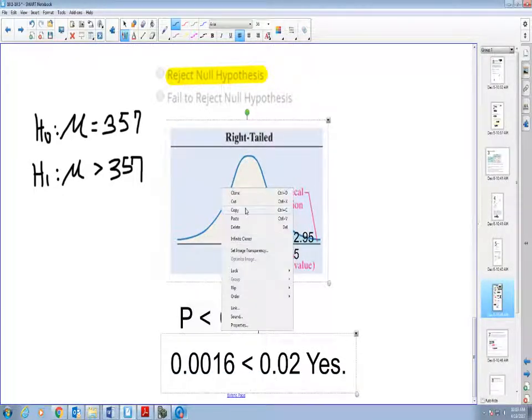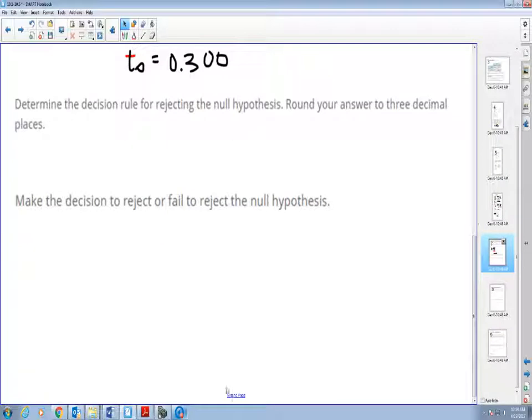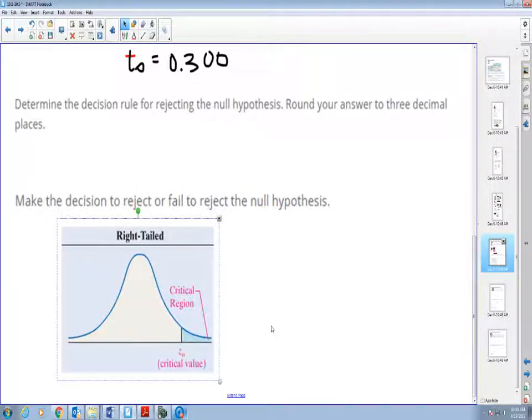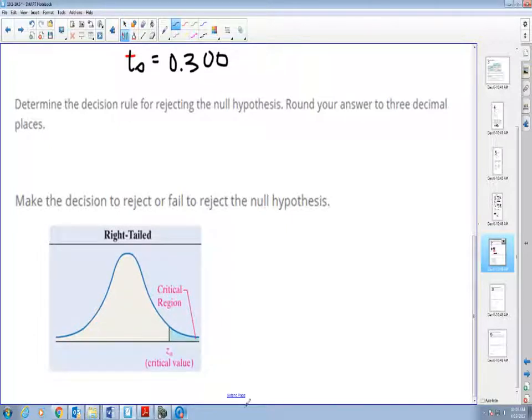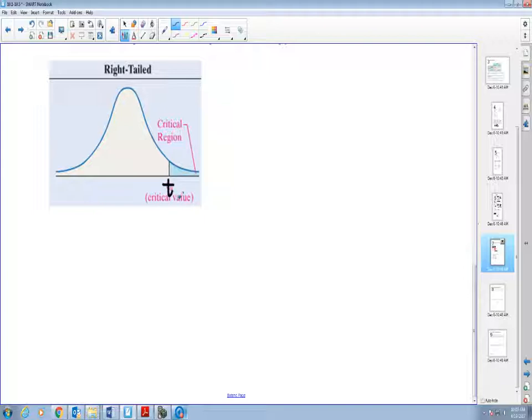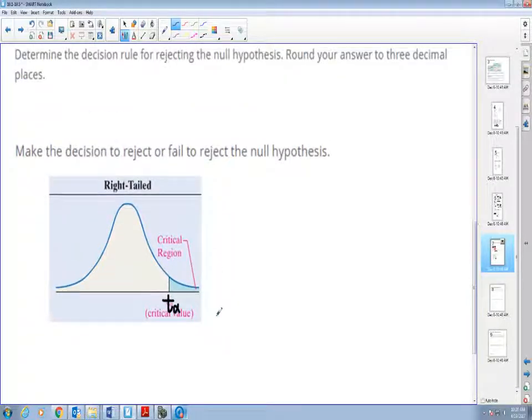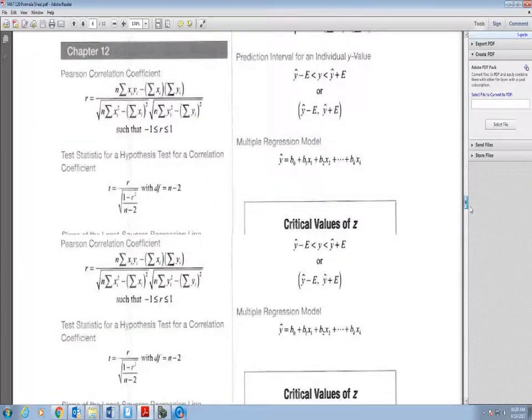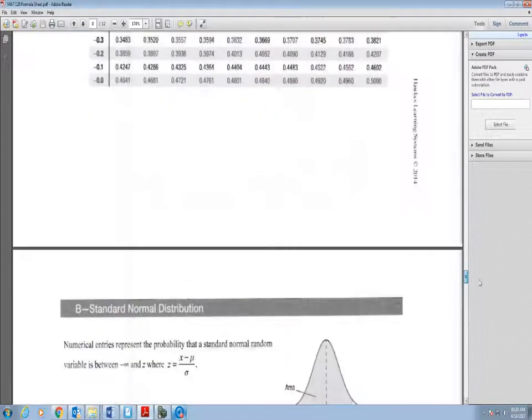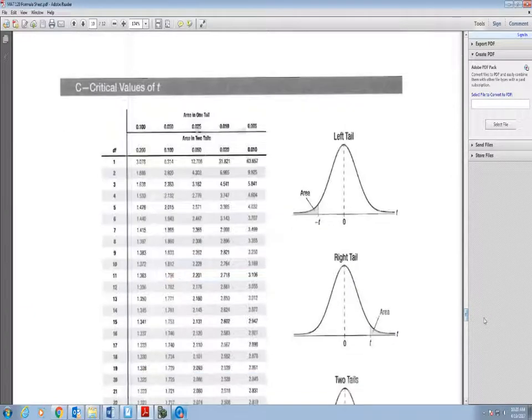The difference between this problem versus the other ones we've done so far is that rather than having a critical value z sub alpha, I should have a critical value t sub alpha. Rather than z, now I'm going to have t. So what is my critical value of t? Let's think back on the t values. If I go to my table, I have the standard normal distribution, the negative z-score, positive z-score, and then my critical value of t. This is a one-tail test.